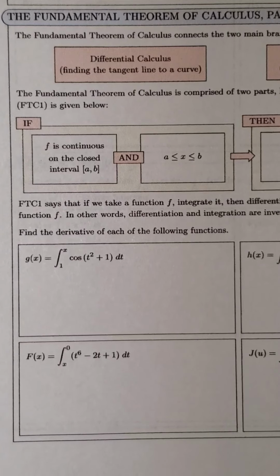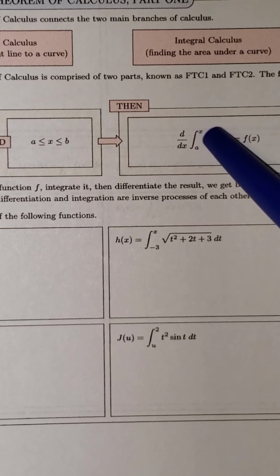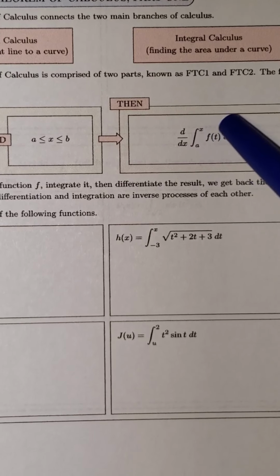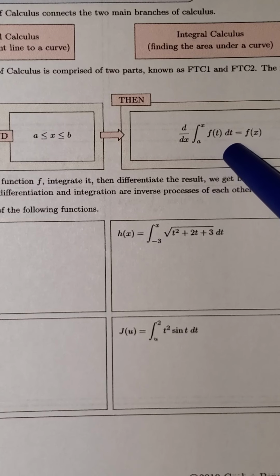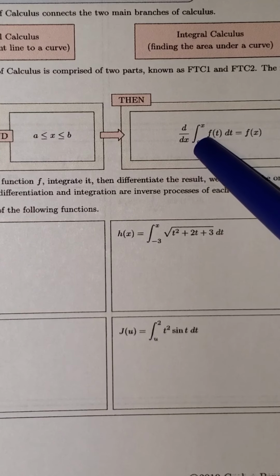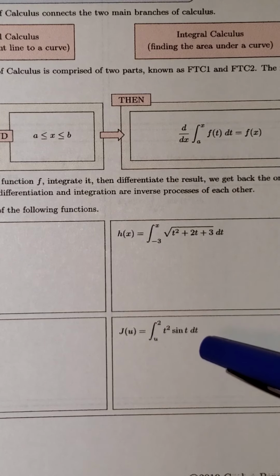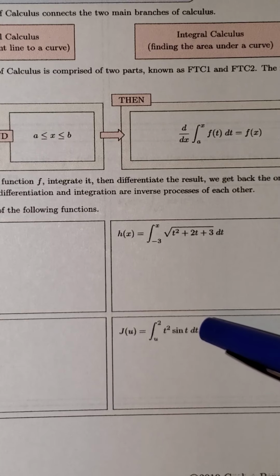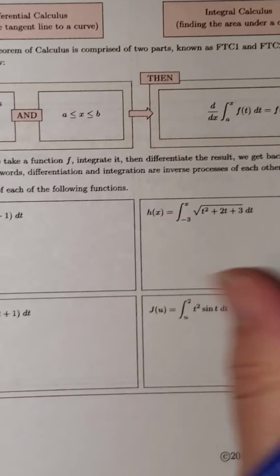But how it works is if the function is continuous from a to b, I'm starting down here in the middle of the page. I'm not worried about the top. And a is less than or equal to x, which is less than or equal to b. Then if you take the derivative of the integral from a to x, that's what's different, is that you might have a variable up here of f of t dt, it will equal f of x, which means you just plug the x in. It doesn't matter what this number is. You'll just plug in the x. And there's other stuff that goes with this, but that's a good starting point.